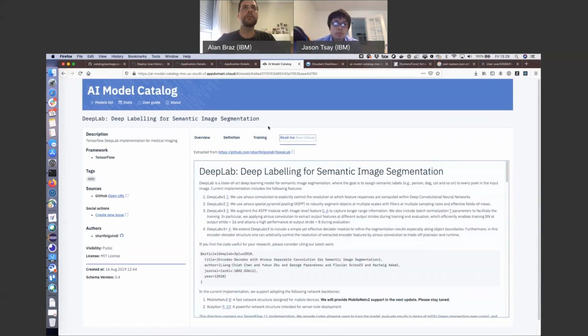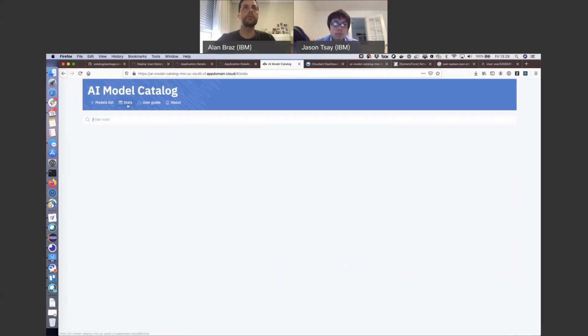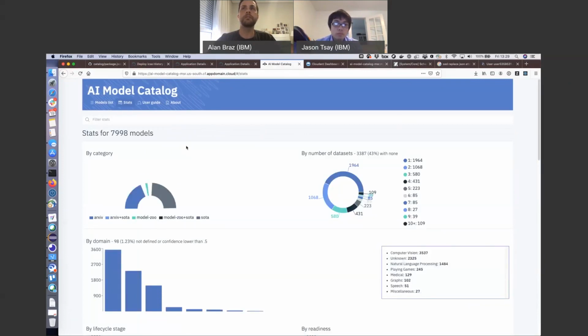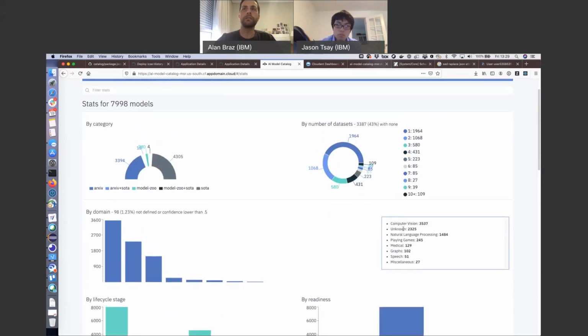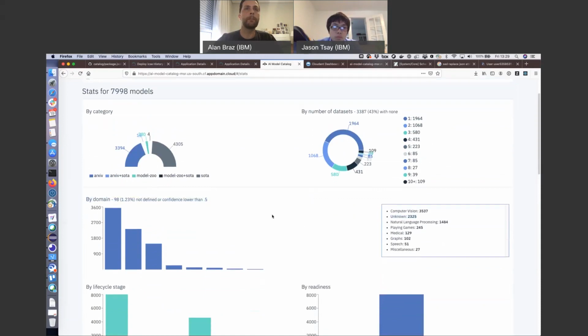Another feature of our dashboard is the stats page, where we consolidate some charts about the data that we extracted. We can visualize the source of the data that we got, arXiv, SOTA, or the models used, the total count. We can visualize by the number of data sets extracted, and also by the domain that we inferred. We can see that the model also has an unknown value here, and these are the ones that we could not define. So it's pretty good at finding domains.